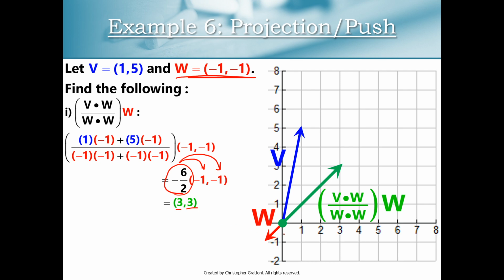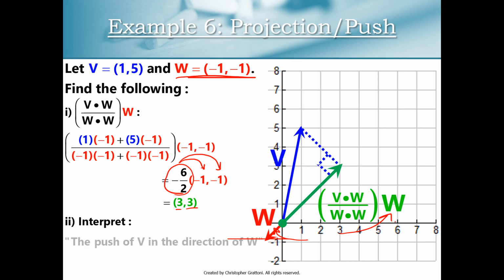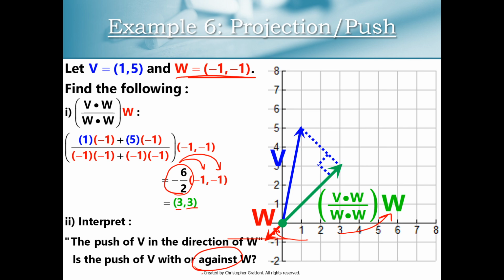But look at this. The end result of this is, if you look at w versus the push of v in the direction of w, those two vectors are pointing in opposite directions. That is, we would say that the push of v in the direction of w is against w. We still get our projection, right? We still make a little right triangle, so v and the push of v in the direction of w can be joined together to make a beautiful little right triangle.